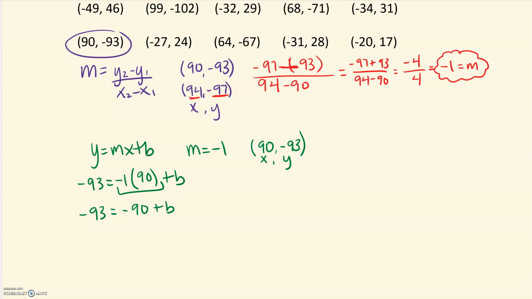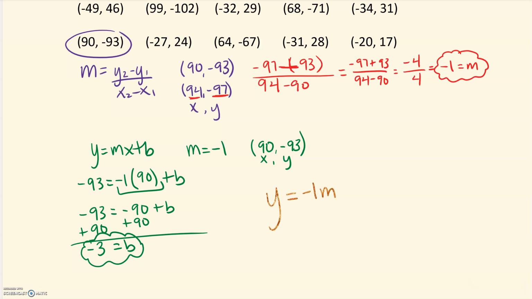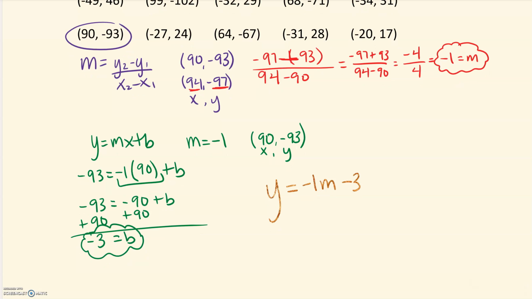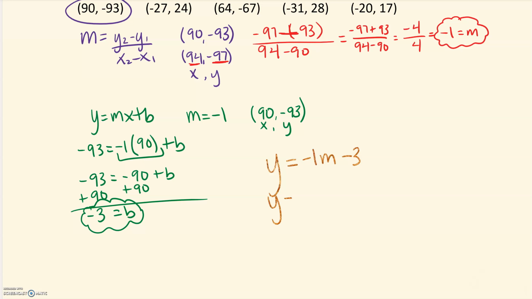In order to get b all by itself, we need to do our inverse operations. So I'm going to add 90 to both sides of my equal sign. And I end up with negative 93 plus 90, which is a negative 3 equals b. Remember, b is our y-intercept. So our total equation at the end is going to be y equals negative 1x minus 3. Or we can just say that y equals negative x minus 3. Either answer totally and completely works, whichever you choose.